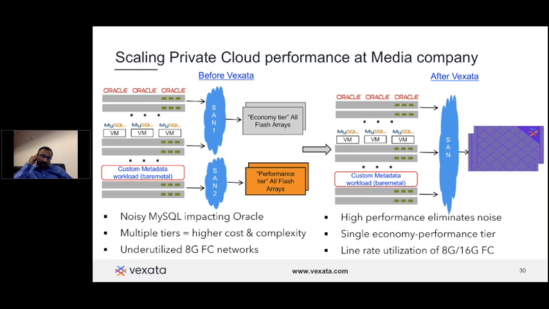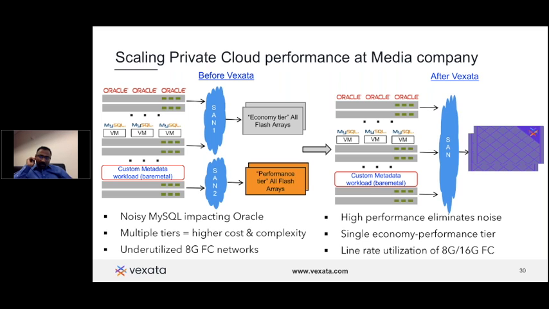So essentially what we did here was to eliminate all tiering by consolidating performance and economy into a single Vexata tier. And the noise from MySQL workloads also got eliminated because, in a very simple way, we are line rate at 8 gig and 16 gig. I mean, that's incredible, right? The SAN network that they had was 16 gig, and we are pretty much line rate at 16 gig, and even line rate at 32 gig for reads. So they did not have any bottlenecks within the array, and they managed to consolidate all these different workloads into a couple of high performance, economical arrays from Vexata, right?